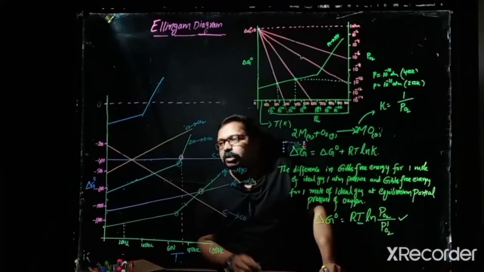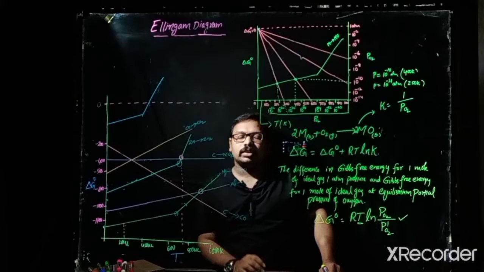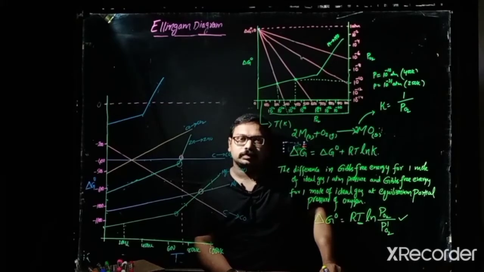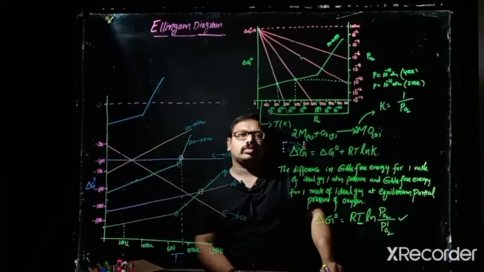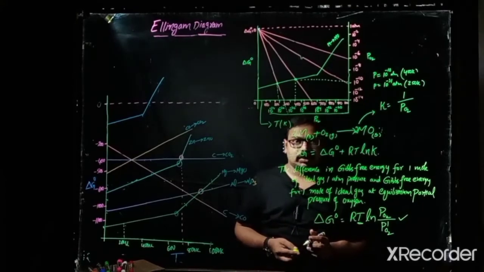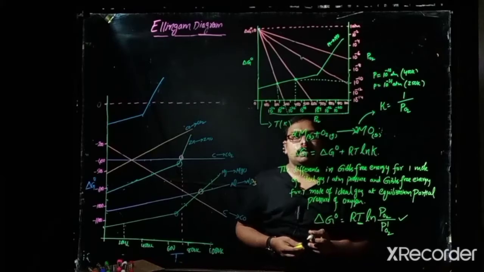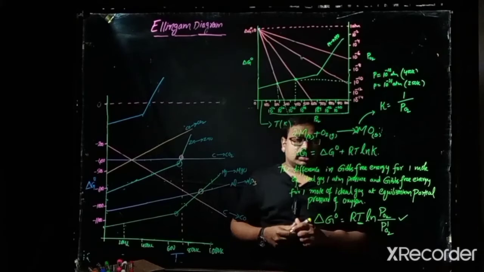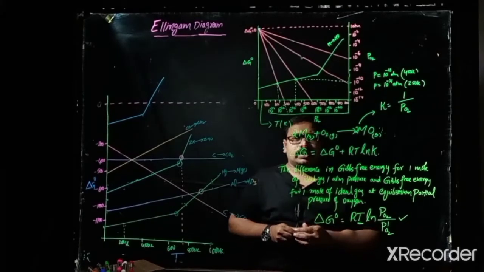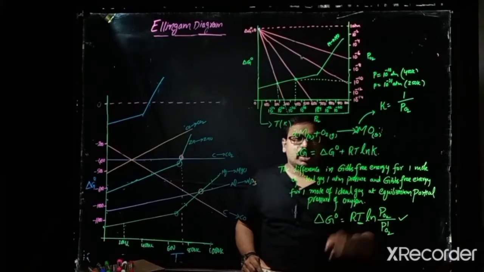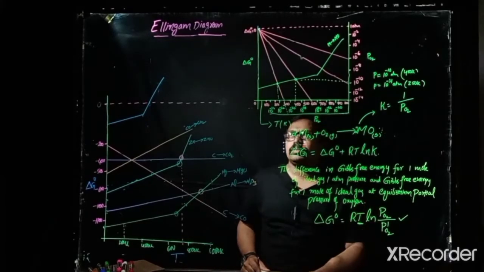Then we observe these types of curves for the various metallic oxides and also non-metallic oxides. Just like that we have to find the delta G naught value at various temperatures by using the equilibrium partial pressure of oxygen. If you want to calculate that, how do we get this formula? By using this.